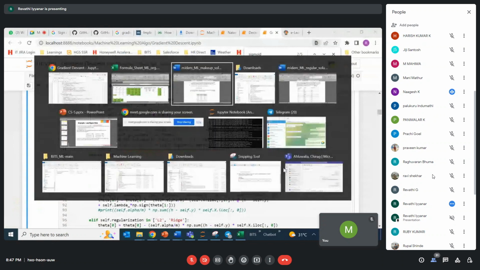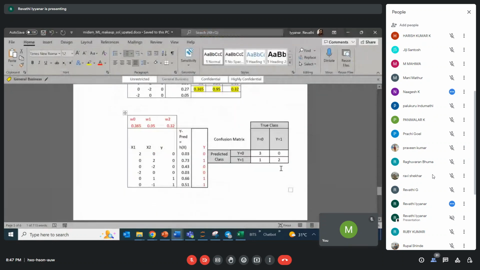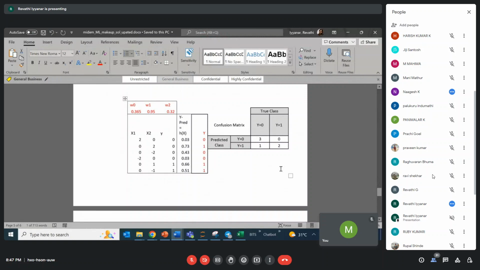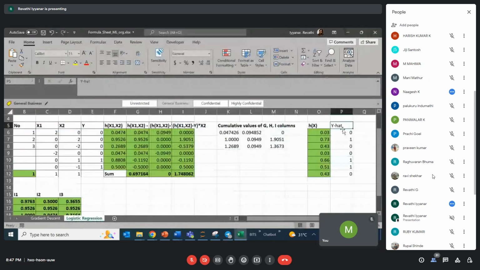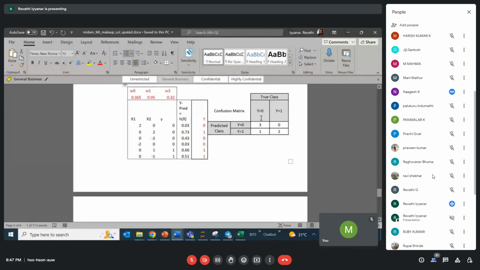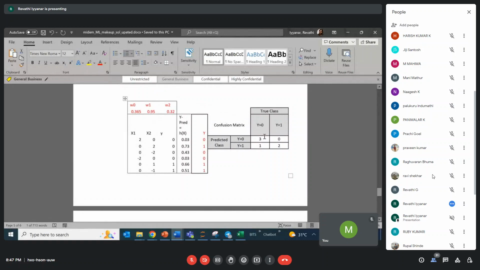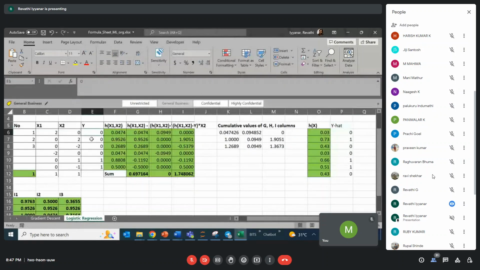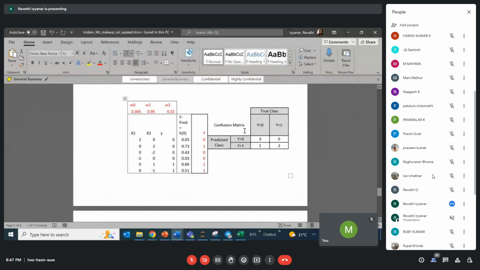Can you reshare once it is completely updated? Only this change is there; the rest I shared already. Only this P column is y hat. And the confusion matrix: this one will be y, and this is predicted, this one will be y hat, like that.